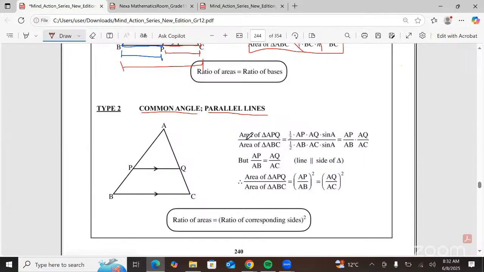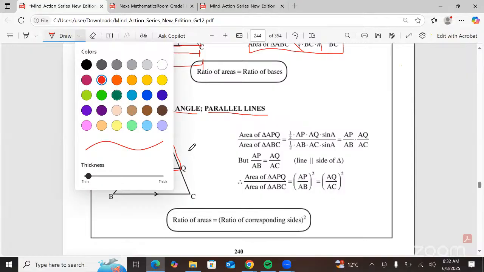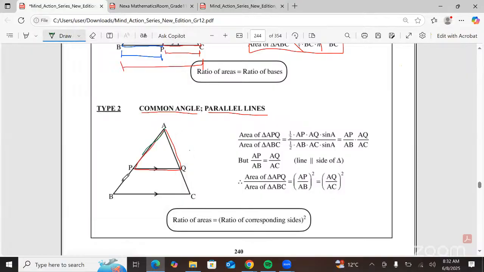So here they are saying the area of triangle APQ. APQ is this triangle here. And then now the area of ABC. ABC is the bigger one. With this one, we can see that these triangles share that angle. That's when we are going to use that area rule.